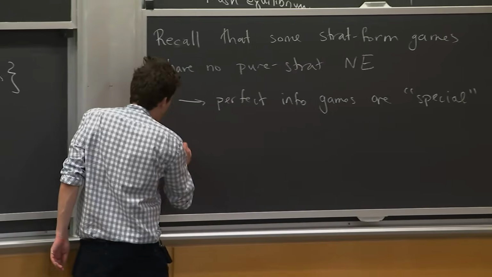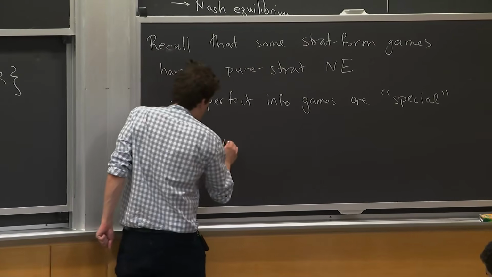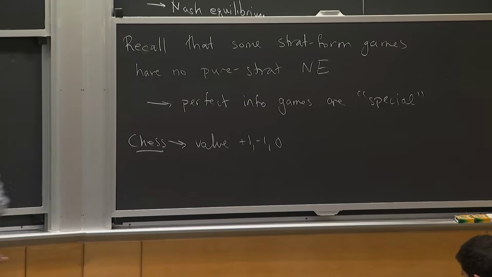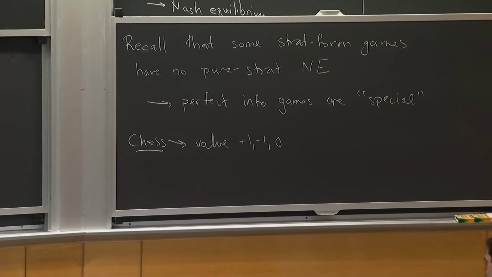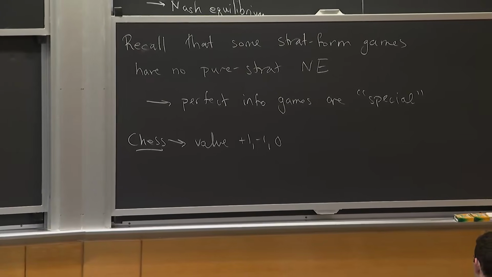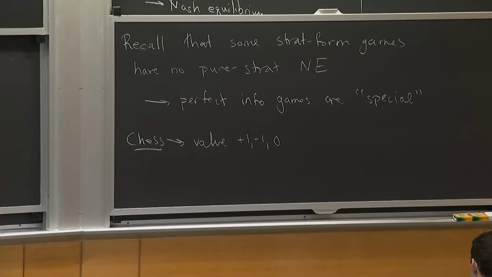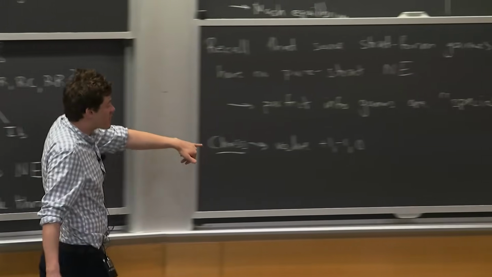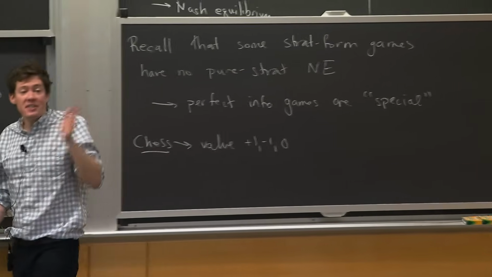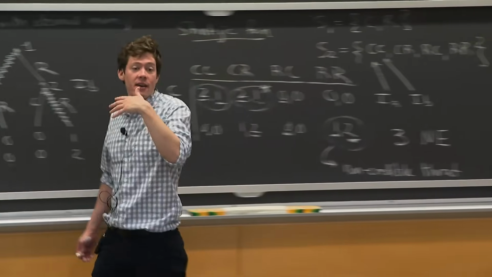If you recall, I said that the value of chess is +1, -1, or 0. I didn't actually check that claim. Can anyone see why this follows from what we've said so far? So we know chess has a value because chess is a zero-sum game, right? But in general, the value of a game could be something like 0.3 or -0.7. So we know chess has some value between -1 and 1. But how do we know that it's either 0, -1, or 1, and not, say, 0.7?